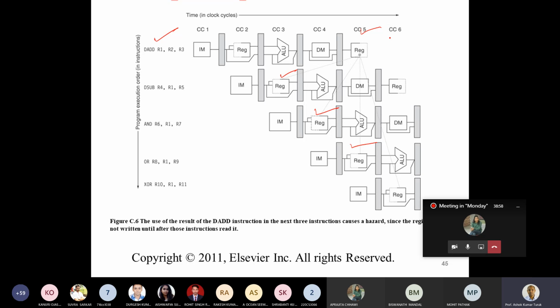First it is written, so R1 can be updated in the first half of the clock cycle, and the OR instruction can read in the second half. So there is no problem for the OR instruction. The XOR instruction can read the register file in clock cycle 6, after the register is updated. So there is a problem with two instructions, the subtract instruction and the AND instruction. One needs R1 in clock cycle 3, the other in clock cycle 4, and the result is produced in clock cycle 5. So there is a problem here.